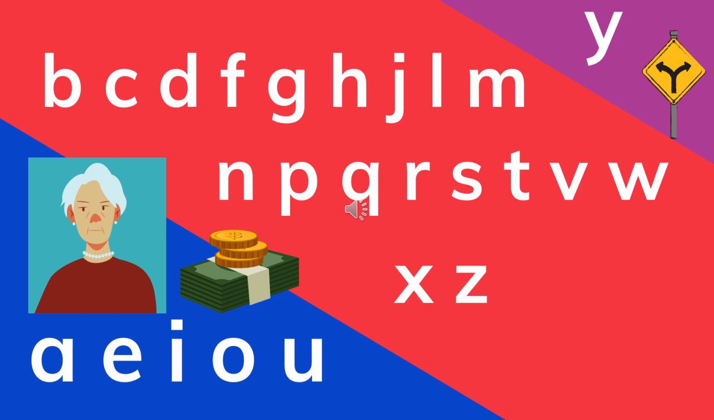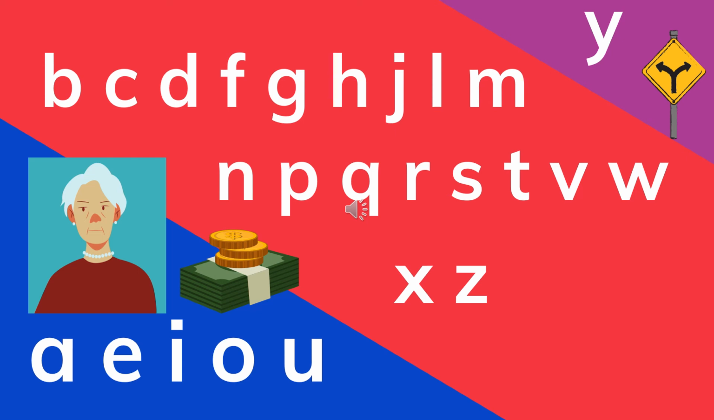There are five letters that had blue background colors. And the reason they had blue background colors is because they are special letters called vowels. Vowels are letters that you don't need your lips or teeth or tongue to say. The vowels are A, E, I, O, U.